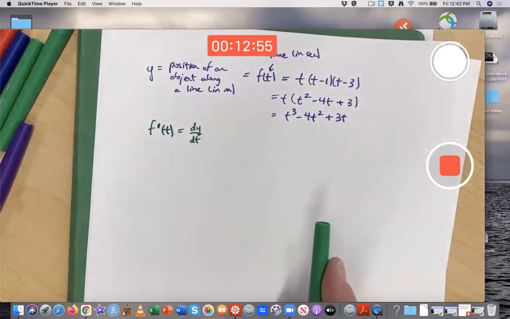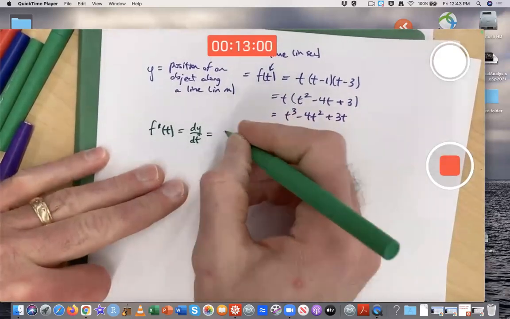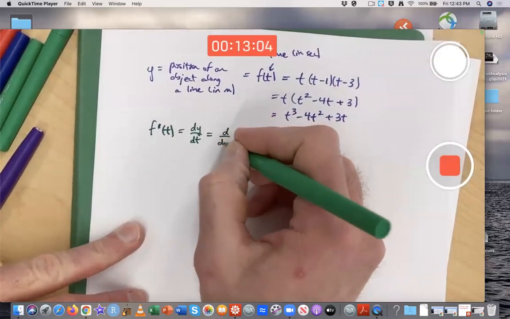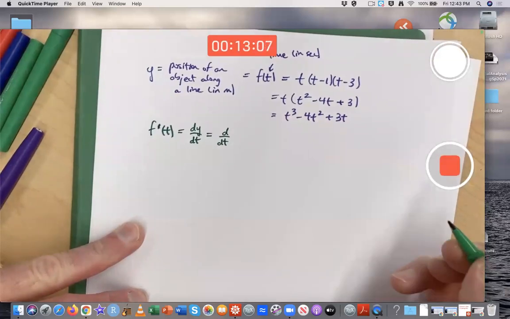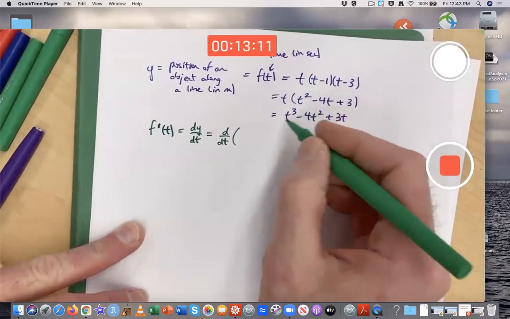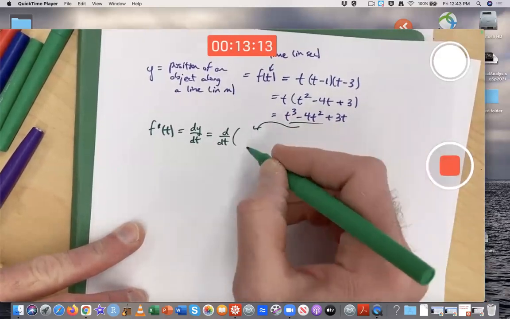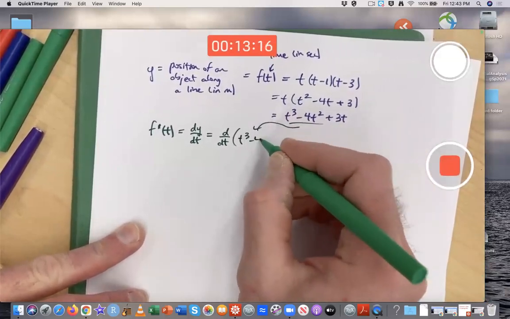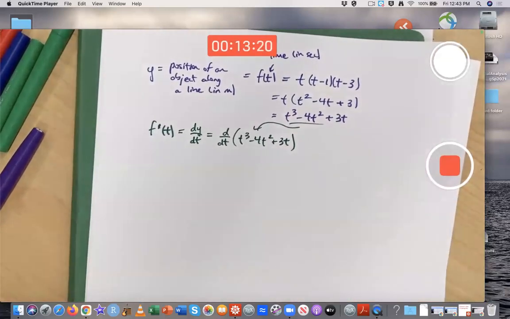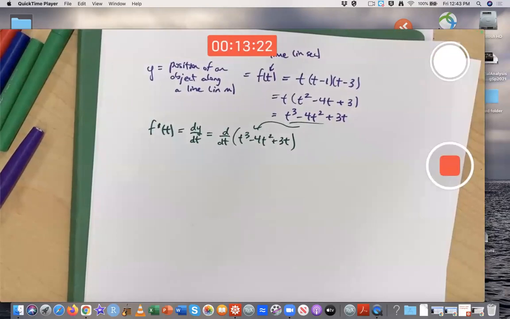And it doesn't hurt, and sometimes it's even helpful to pretend it's a fraction. One more notation I'm going to use here is I'm going to write d dt by itself. And then in parentheses, I'm going to put the function that I'm differentiating, this thing here, t cubed minus 4t squared plus 3t. That function is y. So I've effectively replaced the y by that function.